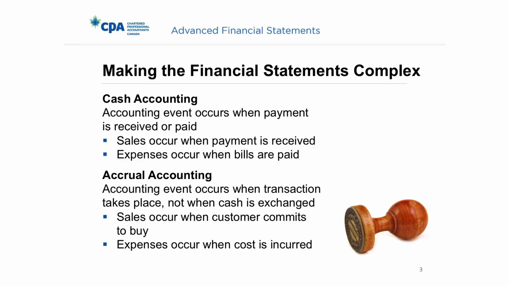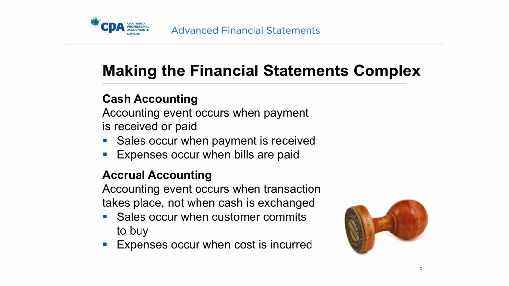Cash accounting occurs when payments are received or items are paid. So let's take a look at a sale. If you have a sale of an item, you will not record that until cash actually changes hands. Now, on the same token, if you have an expense, you will not record that until you actually pay for that expense. That's cash accounting.